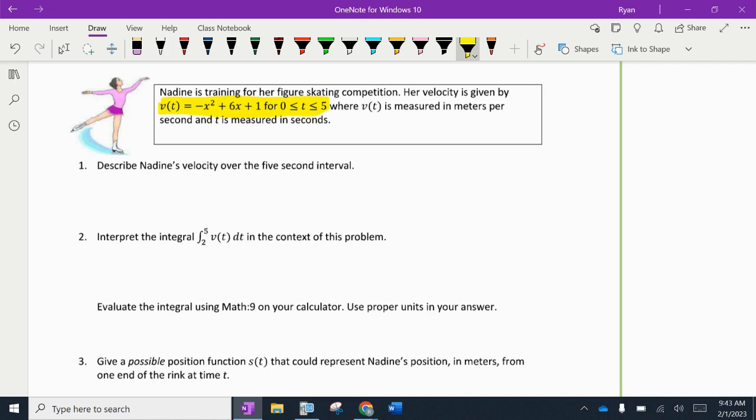So question 1, describe Nadine's velocity over the 5-second interval. Turn to your friend. Can you describe that? Go.